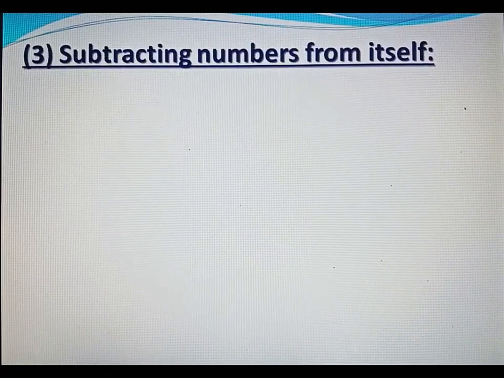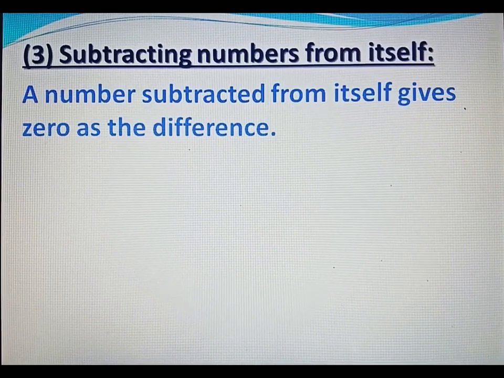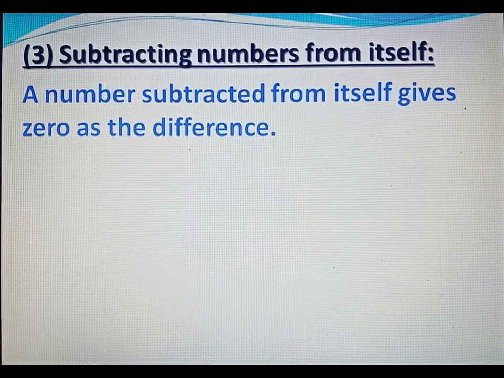Third property, subtracting a number from itself. A number subtracted from itself gives 0 as the difference.